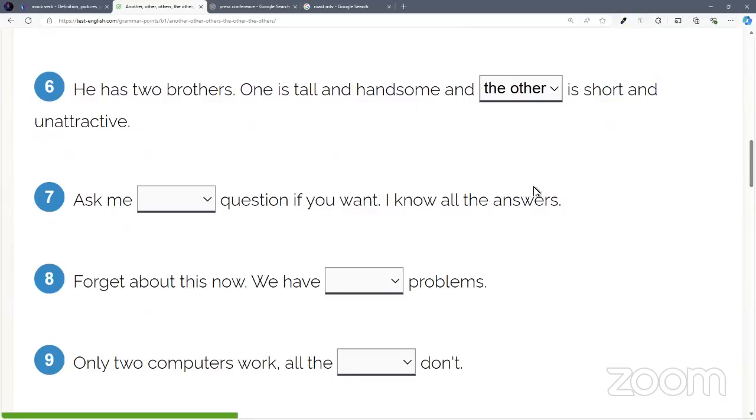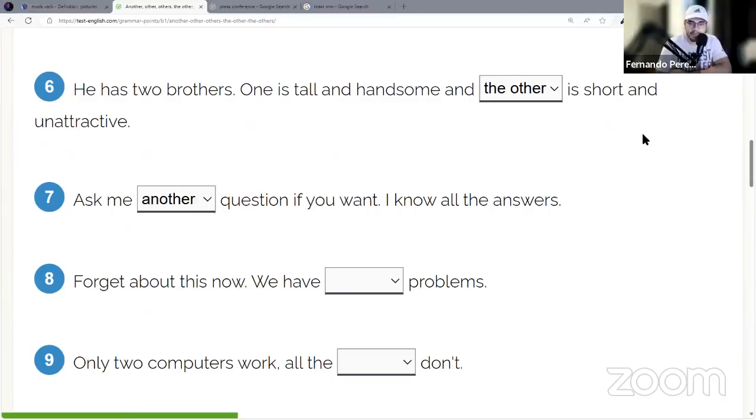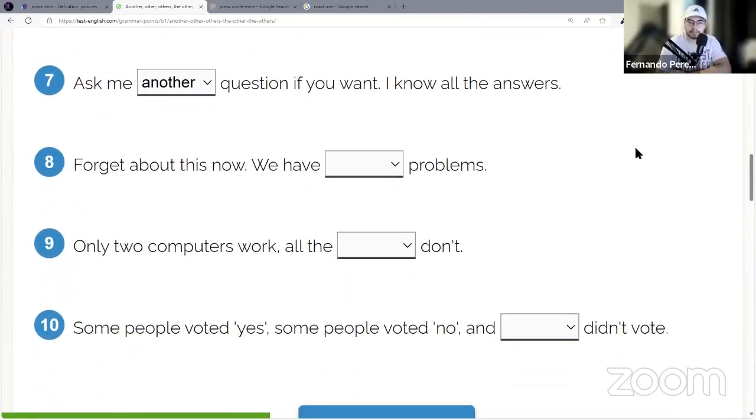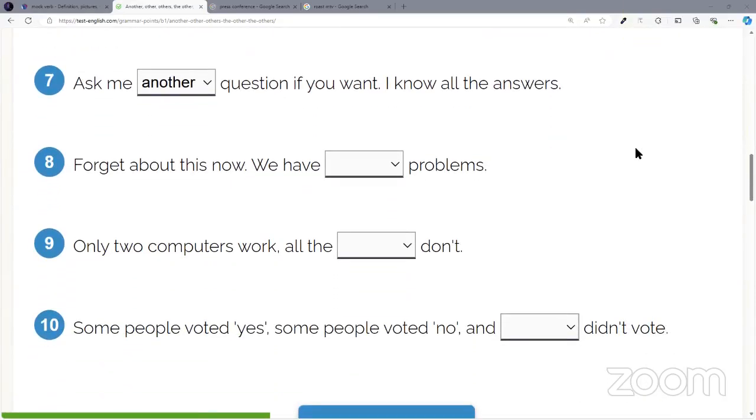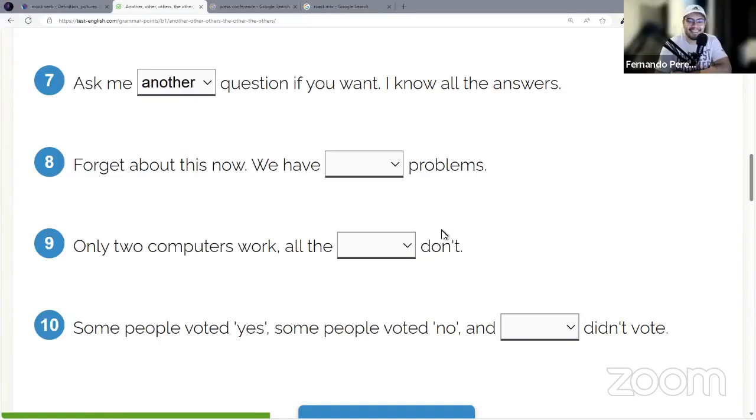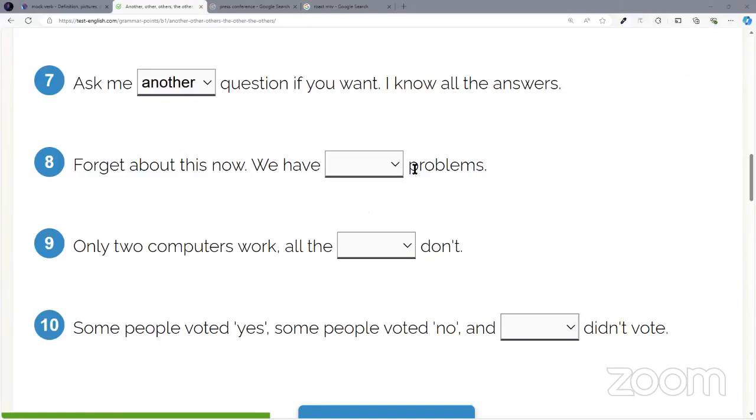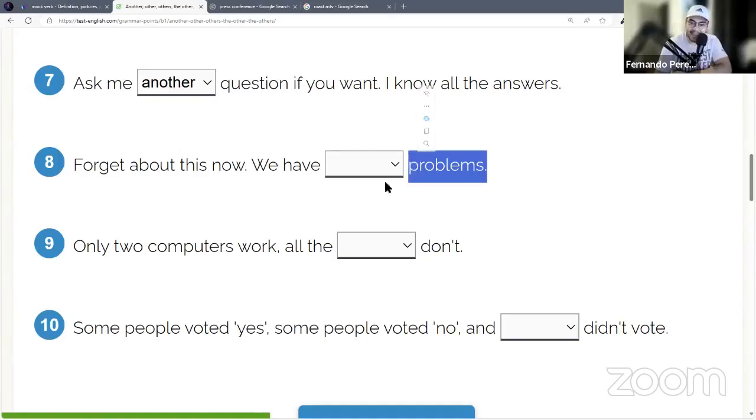Ask me another question if you want. I know all the answers. Correct. Easy. Forget about this now. We have another problems. Incorrect. The others? No. Incorrect. Problems is plural. And you need an adjective because this is a noun, color blue.